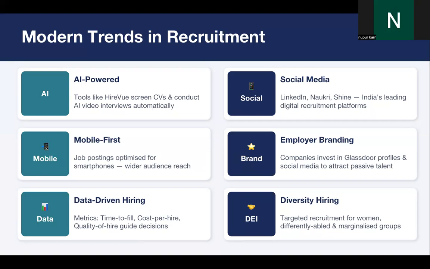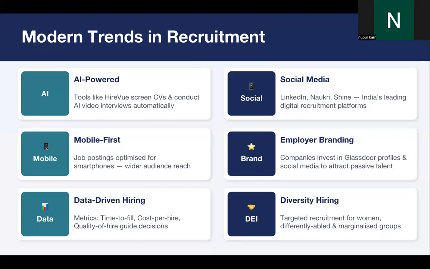Mobile first: job postings optimized for smartphones, for wider audience reach. We know that everyone has a smartphone, so job posting is also done for smartphones, so that in that sense they can reach a wider audience. So mobile first is also a trend in recruitment.